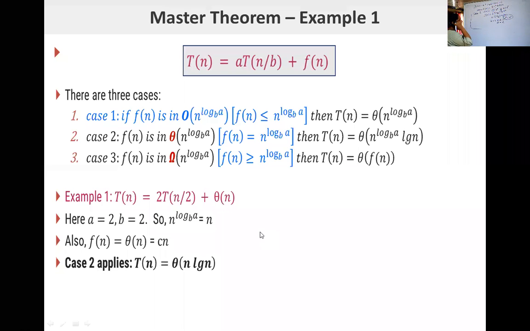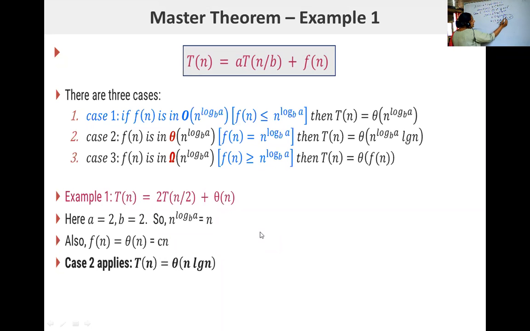Is it clear up to here? Please tell me. Yes, ma'am. a is equal to 3, b is equal to 2, and d is equal to 2 because n raised to power d is equal to n square as given. Okay. Now you see whether this condition is satisfied.